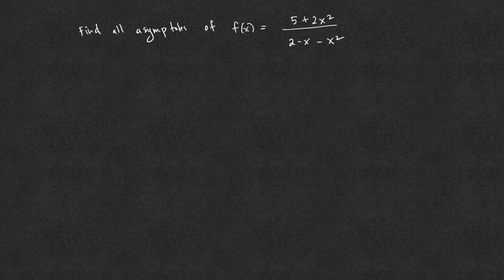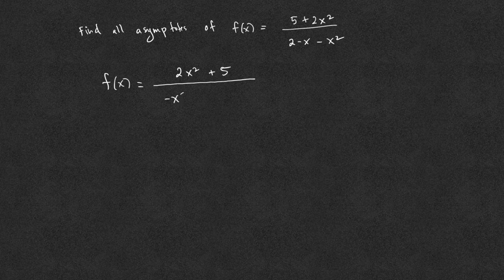Find all asymptotes of f of x equals the rational function 5 plus 2x squared over 2 minus x squared. First, we rewrite the function so that the polynomial in the numerator and the denominator start with the leading terms: 2x squared plus 5 over negative x squared minus x plus 2.